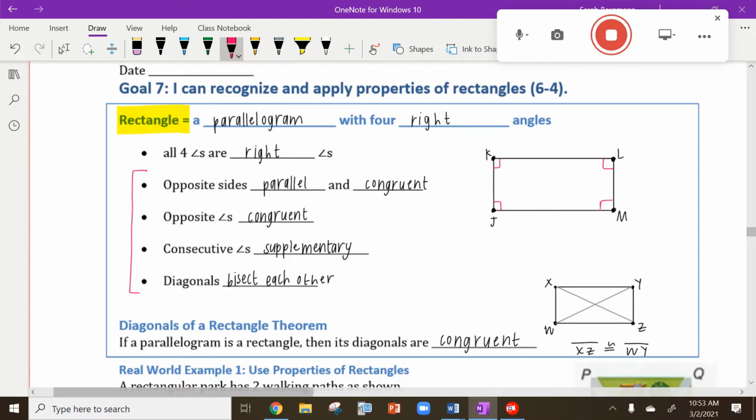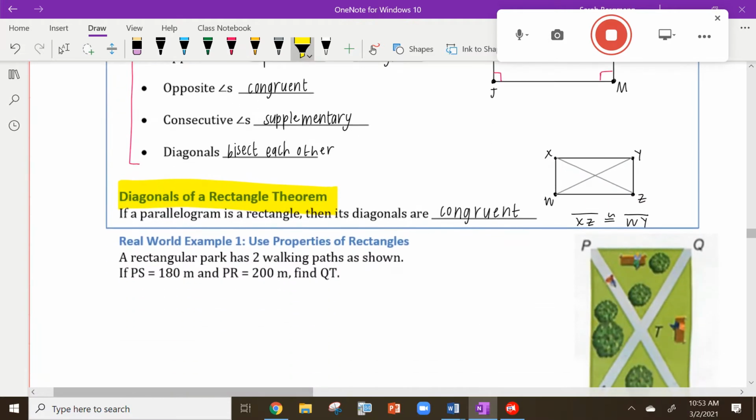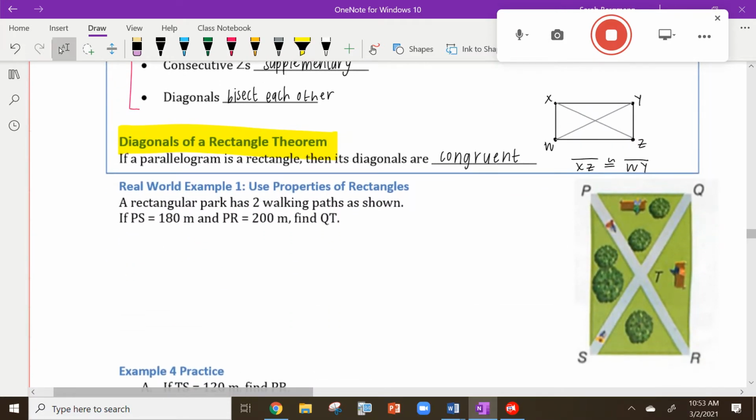We also have another theorem. It's called the diagonals of a rectangle theorem. It tells us that if a parallelogram is a rectangle, then its diagonals are congruent. So not only do they bisect each other, but also the entire diagonal will be congruent. Let me show you this in an example problem.